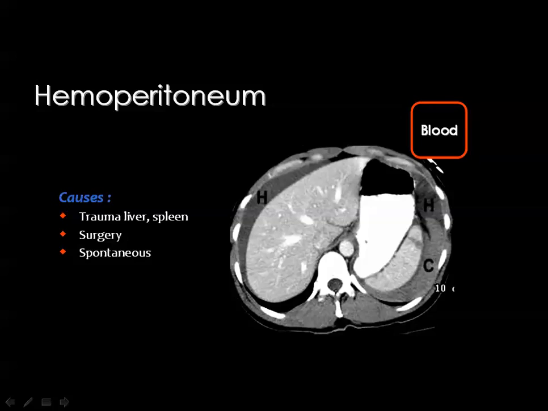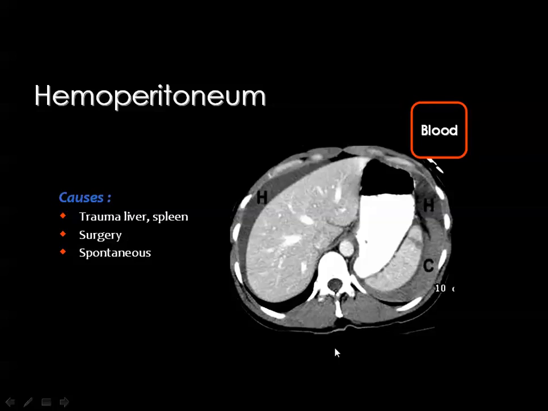Then hemoperitoneum. The most common cause is abdominal trauma with injury to one of the solid organs, particularly the liver and the spleen. Also, hemoperitoneum may occur after surgery and sometimes may be spontaneous due to an uncontrolled use of oral anticoagulant drugs.